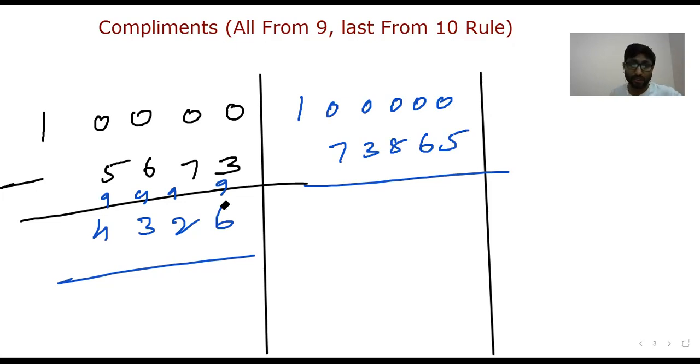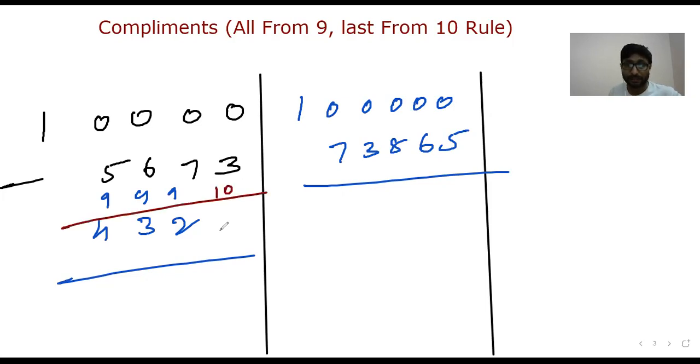Sorry, this answer is wrong. Last from 10, right? 10 minus 3 is 7. Okay, see, all from 9, last from 10. 9 minus 7, 2. 9 minus 3, 6. 9 minus 8, 1. 9 minus 6, 3. 10 minus 5 is 5.